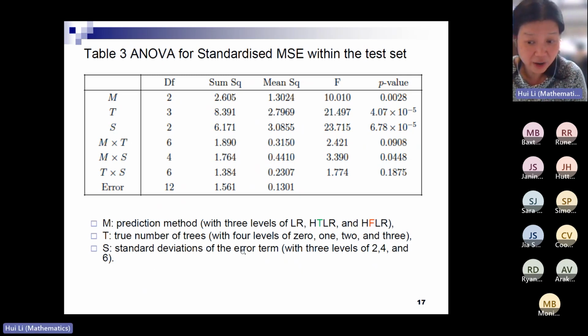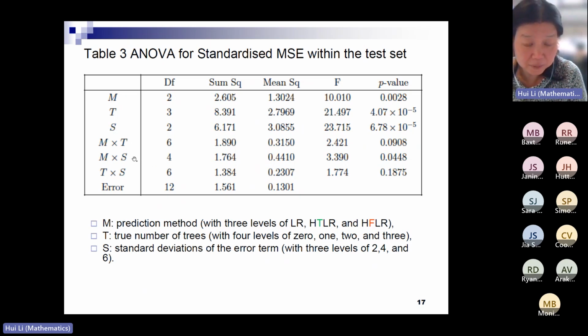Now, standard deviation error terms, we also set into different levels to capture noise of the model. So we set it to 2, 4, and 6. So here, as we can see, the interaction effect between the true number of trees and standard deviation is certainly not significant. The p-value is 0.1875.